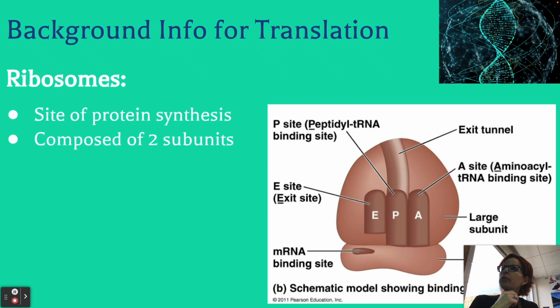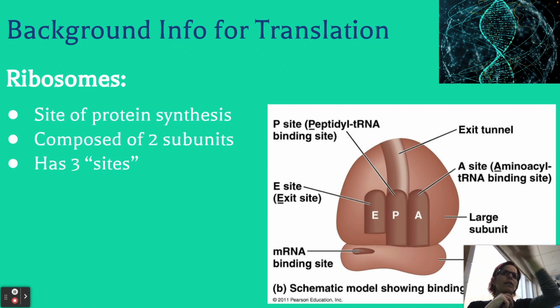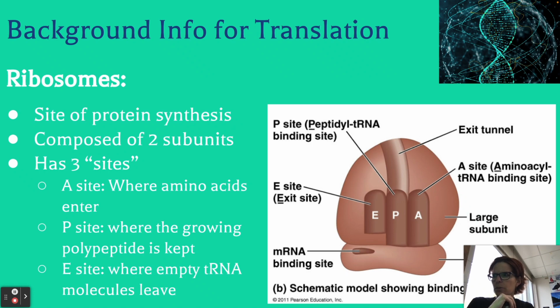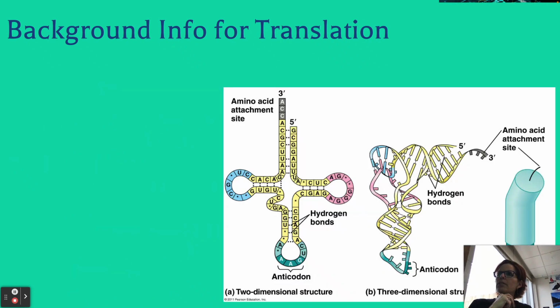Okay, and then a quick reminder, ribosomes have a small subunit and a large subunit, and they're the ones that are going to build the proteins. So there are 3 sites, the A, P, and E, they go kind of backwards. The A site is where the amino acids enter, the P site is where the growing polypeptide is kept, and the E site is where the empty tRNA molecules leave. I will show you that. It'll make sense in a moment.